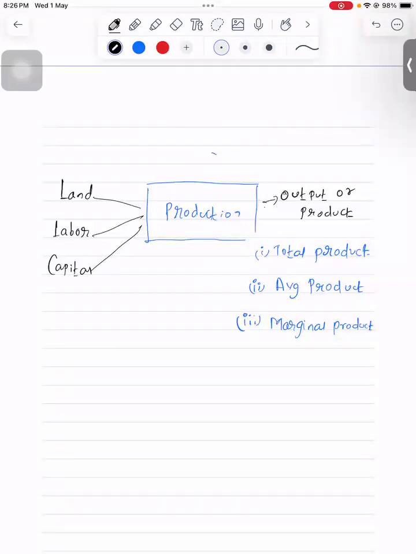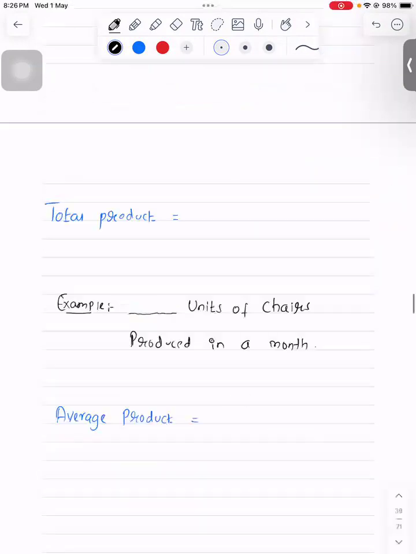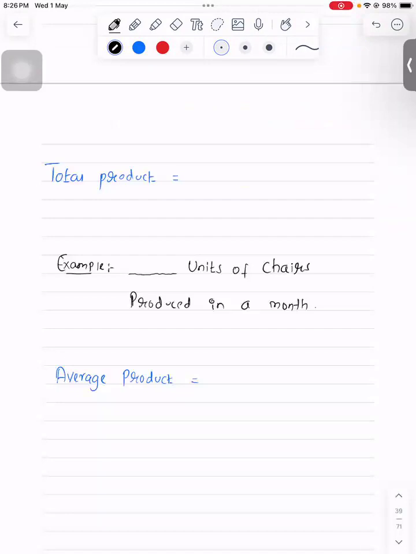Now three different types of product we will study. Number one, total product. Number two, average product. And number three is marginal product. So first we will start with total product. Now what is total product? Total product basically means total output produced.